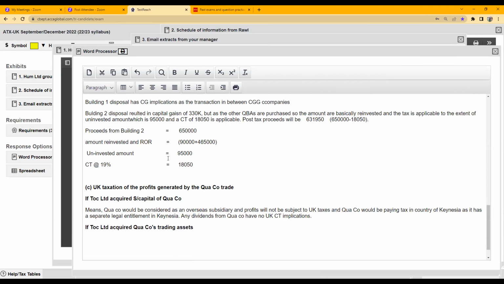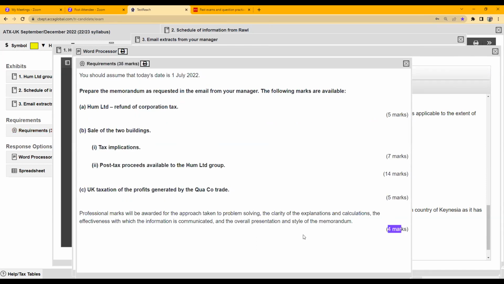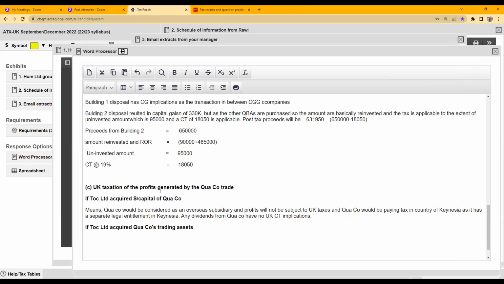Any disagreement? As we are working on the requirement for 4 marks, we need to discuss both the possibilities. So we have considered the first possibility. If the share capital of QACO is acquired, it will be an overseas subsidiary for us. And if any dividends are received from the overseas subsidiary, no corporation tax implications in UK. As the company is registered in another country, that company would be paying taxes in the country of Kinesia. Let's talk about the second possibility.